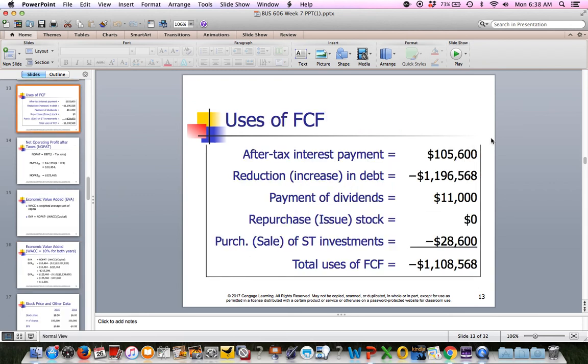So this just shows you for this particular company where their free cash flow went. After tax interest payments, increase in principal, increase in debt, payment of dividends, and then they sold off some short-term investments to gain some more cash. And so that's my negative $1 million. So most of it just went to taking on more debt.